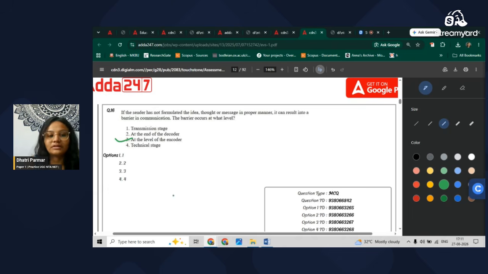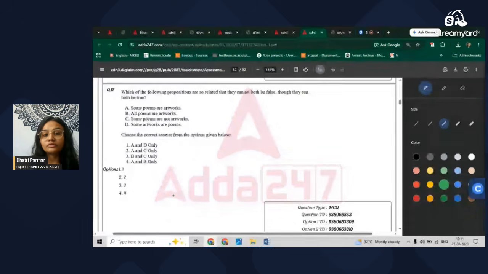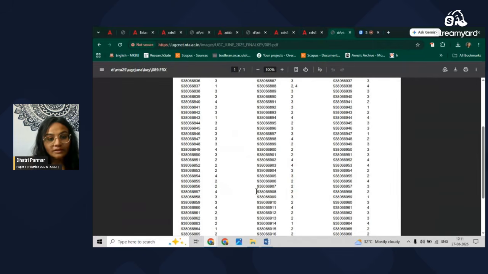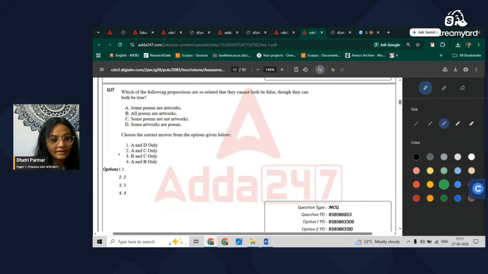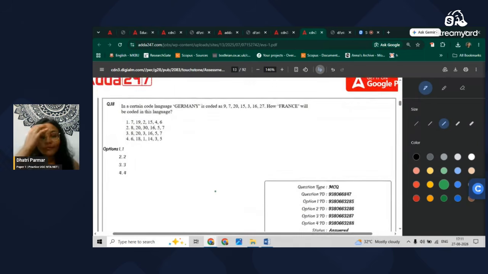Mistakes are occurring there. Which of the following propositions are so related that they can both be false, though they cannot both be true? Now, this is somewhat confusing, because applying both things gives A and C. Some artworks and some A and C. So B and D will not be there. That is the answer. Logical reasoning. Again, this is from logical reasoning, and we are not going to solve this here. Moving to the next question.